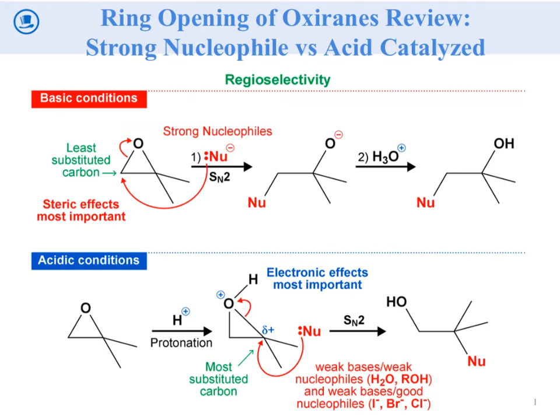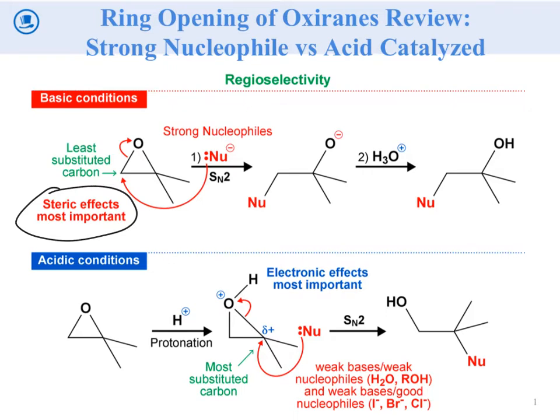So, a simple review of oxiranes or epoxides. And this slide basically says it all, right? If you have basic conditions, you have a strong nucleophile. In that case, steric effects are the most important, right? It's all about steric effects, and you get that trans product. It doesn't matter what the nucleophile is. It could be a Grignard, it could be H-, anything with a negative charge. A stronger nucleophile is going to react in SN2, so you get that trans backside attack product.